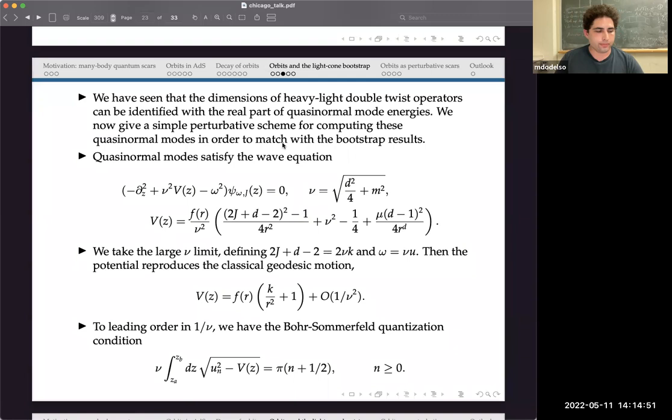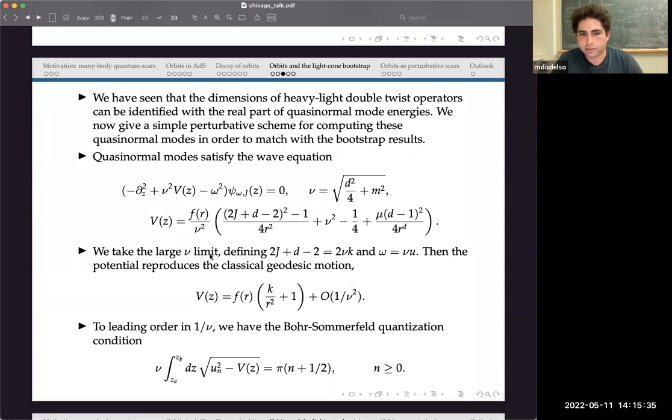Previously, these things were computed in the bulk either by computing the phase shift or by just doing direct perturbation theory in the bulk. But this is a more powerful tool that will give answers to all orders in the black hole mass. So the quasi-normal modes satisfy this wave equation. Here, nu is defined in this form, and nu is a more useful parameter than the mass, as we'll see in a second. And here's the potential.